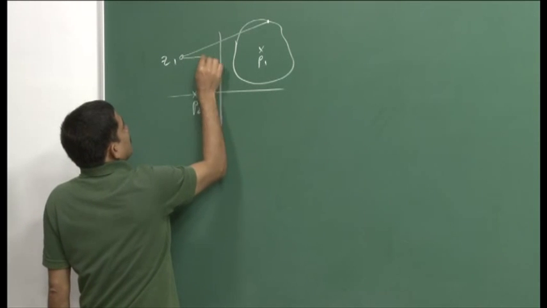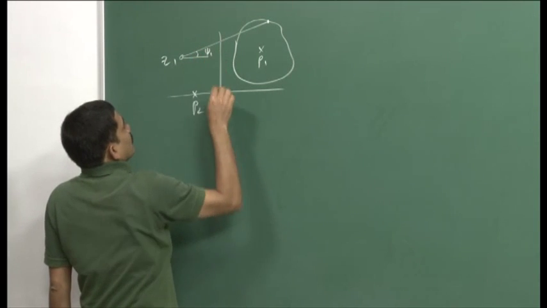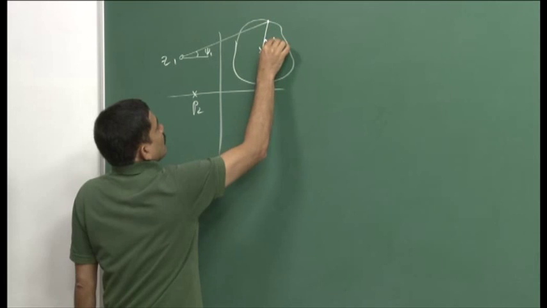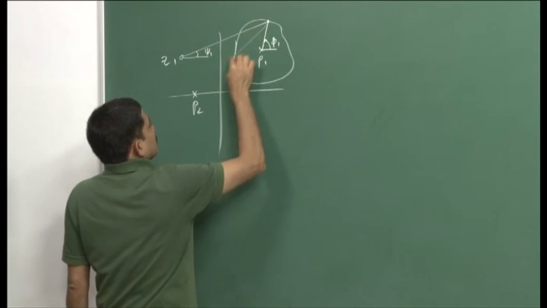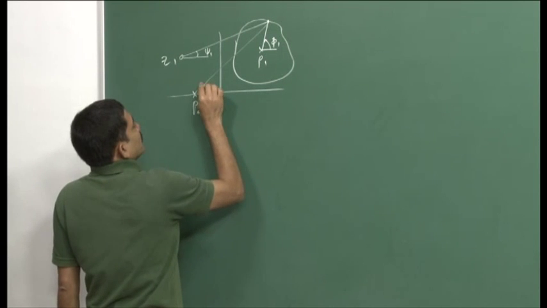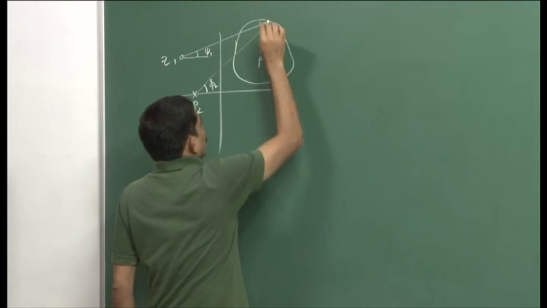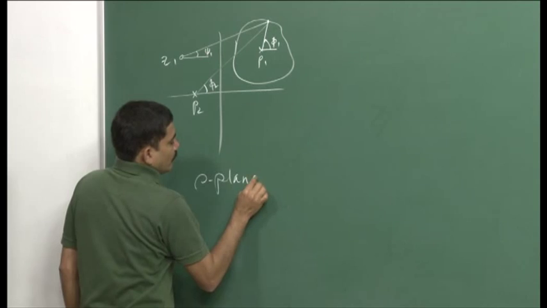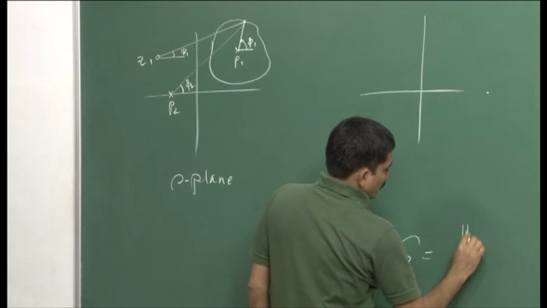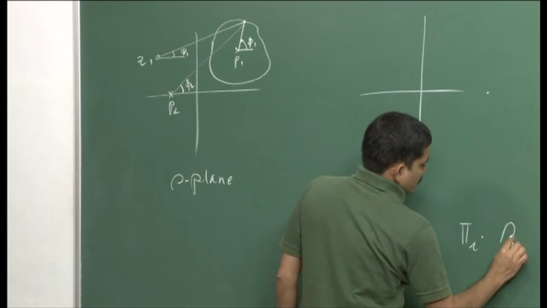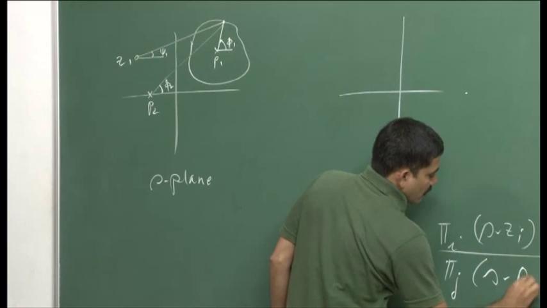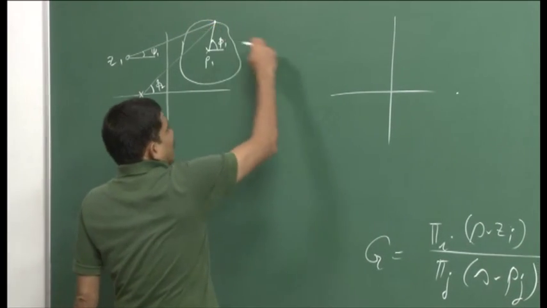What I was saying was, this is S minus Z1, and this is psi 1, this is S minus P1, and this is phi 1, and this is S minus P2, and this is phi 2, and corresponding to this is the S plane. Corresponding to this, when I take G equal to the product of S minus Zi divided by the product over j of S minus Pj, let us say this maps somewhere here.